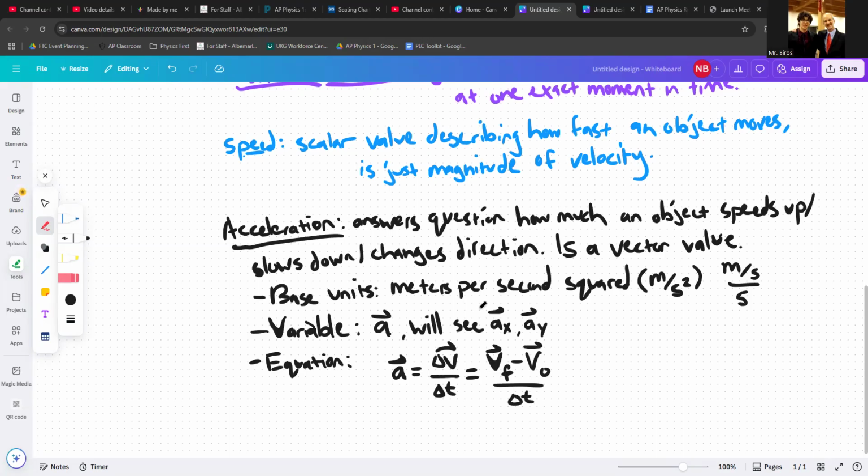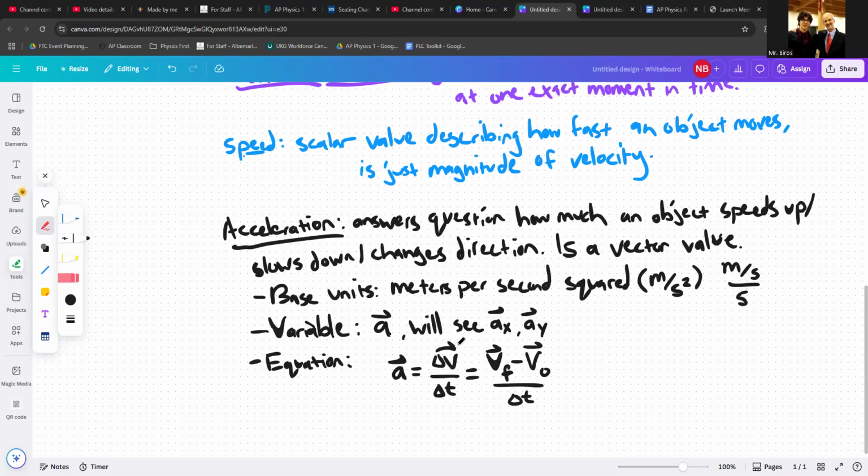Because a problem might not give you the change in velocity. It might not say an object speeds up and the change in velocity is 4 meters per second. They might just give you the values, or a way to find the values. How fast is it going at the beginning or the end? If it starts at 0, it's sitting at rest, it's not moving, and it ends up at 5 meters per second, well, you would do 5 minus 0 to get your change. All right, and that's our equation, or way to find or calculate acceleration.